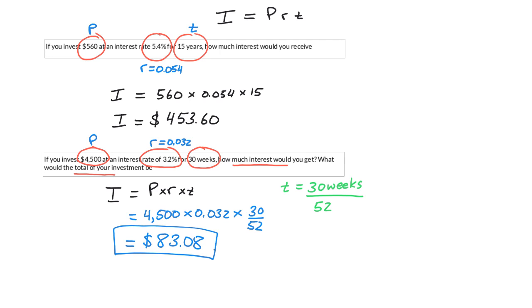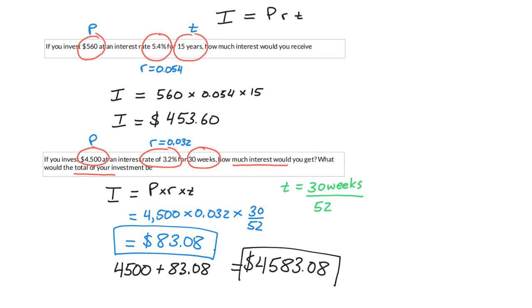To find the total amount that I would get, I take my original amount, $4,500, and add 83.08, and this tells me that my total number is $4,583.08. Okay, so I represents the interest, the extra amount of money that you get. The total amount of money that you get is represented by the letter A, and I think of A as the amount, the total amount that I get.